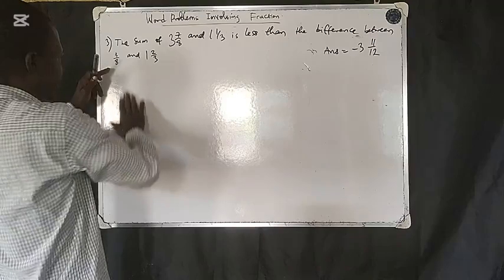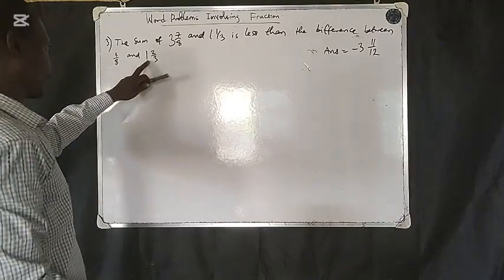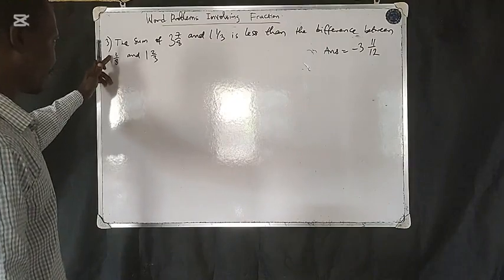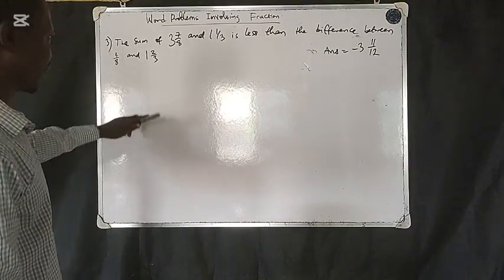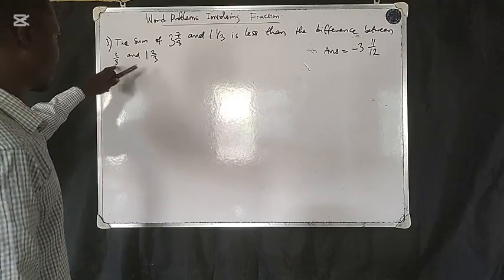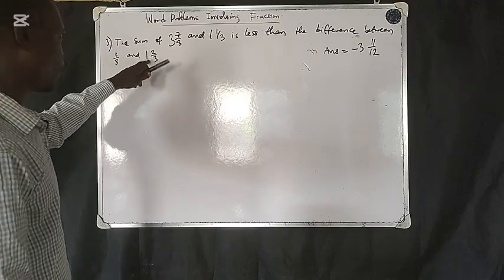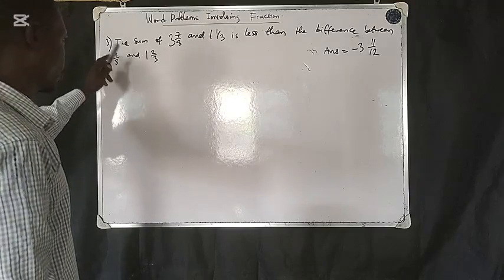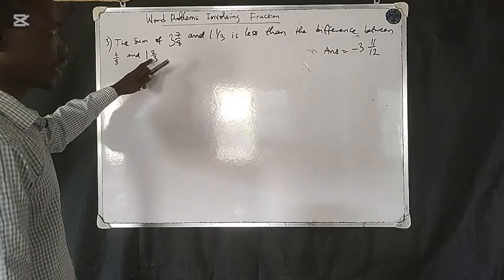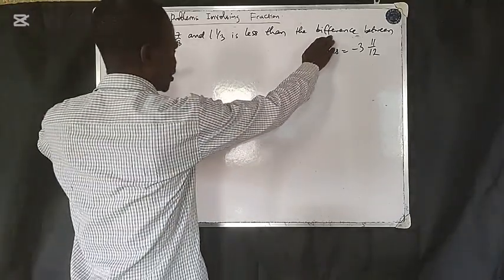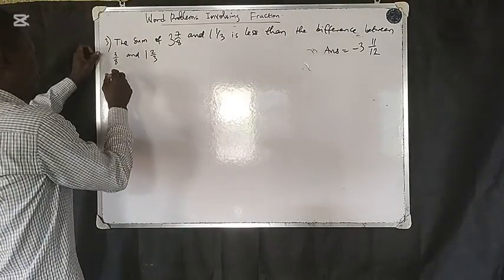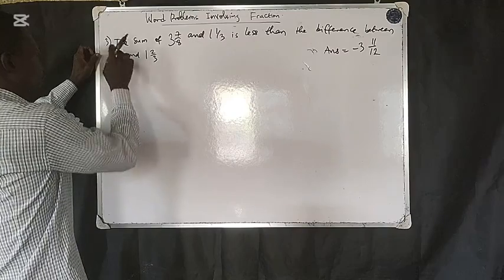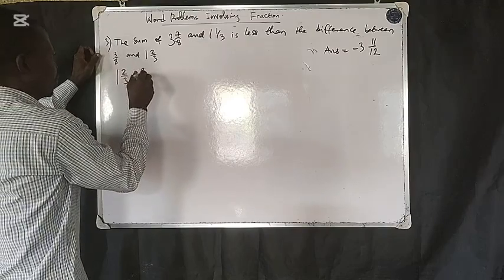Now, if you look at this number, it has a whole number. This one does not have a whole number. There is no whole number here. The implication of that is that this number is bigger than this number. This one is one whole number 2 over 3. This is just 3 over 8, no whole number. So this is bigger. And to find the difference, the bigger number should come first. So we write one whole number 2 over 3 before this one, minus 3 over 8.